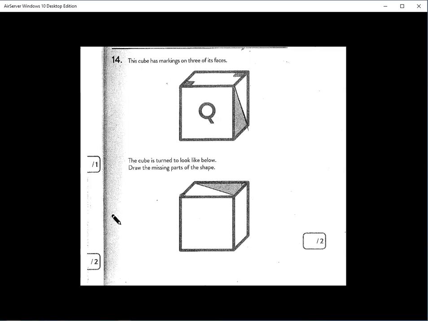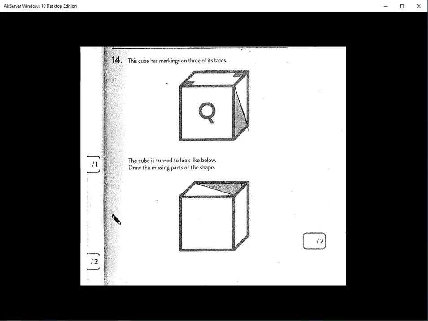Right, question number 14. Read. This cube has markings on 3 of its faces. The cube is turned to look like below. Draw the missing part of its shape. This one wasn't as easy, because you have to think in 3D in your head, that we turn the shape around and the triangle on the right hand side ends up on top.